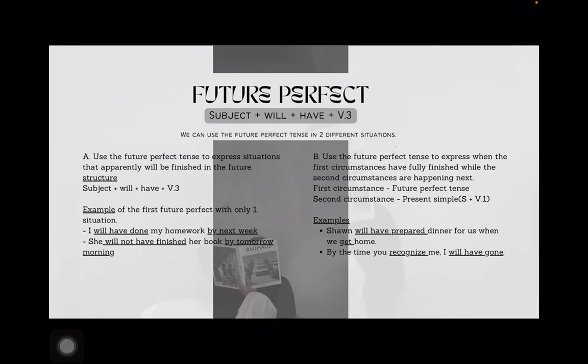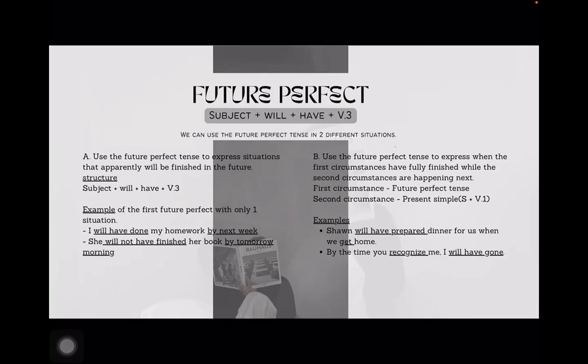Second, we use the future perfect tense to express when the first circumstance has fully finished, while the second circumstance is happening next. For the first circumstance, we'll be using the future perfect tense, and the second circumstance will be using the present simple tense. For example, Sean will have prepared dinner for us when we get home.